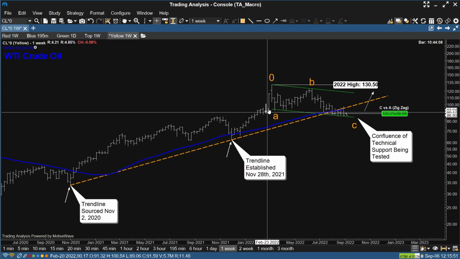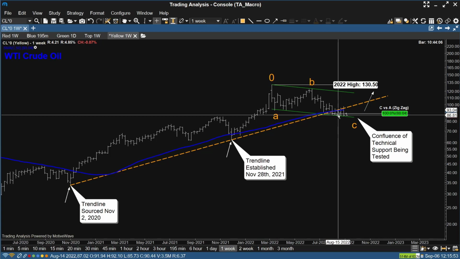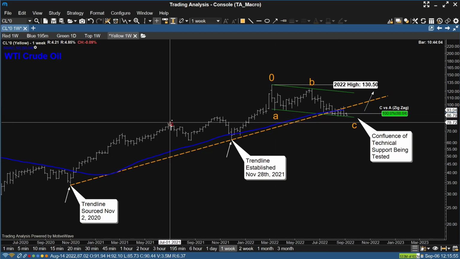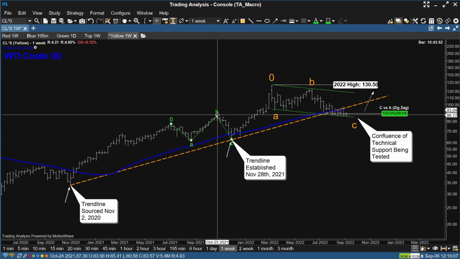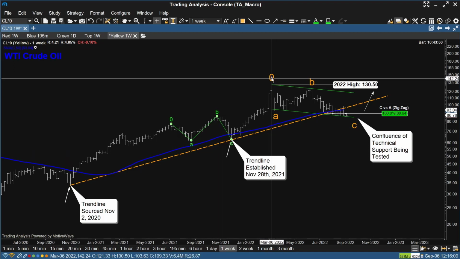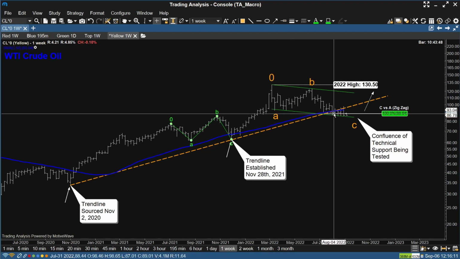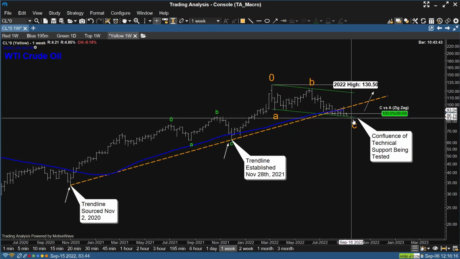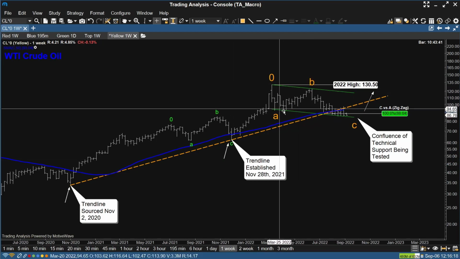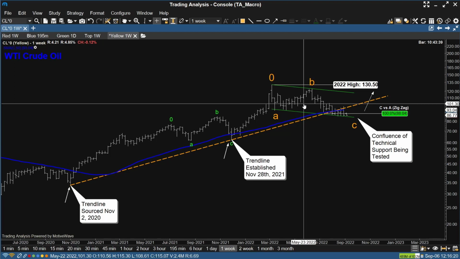And in this case, this looks to be very corrective, which is exactly what we saw unfold into November of 21. In this case, the ABC correction into November of 21 actually unfolded as a flat correction, where the B wave actually set a new high. And in the most recent ABC decline that we currently see for WTI crude oil, this most recent ABC decline is best counted as what's referred to as a zigzag.